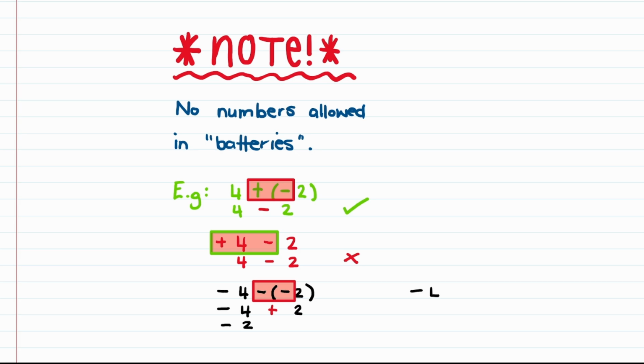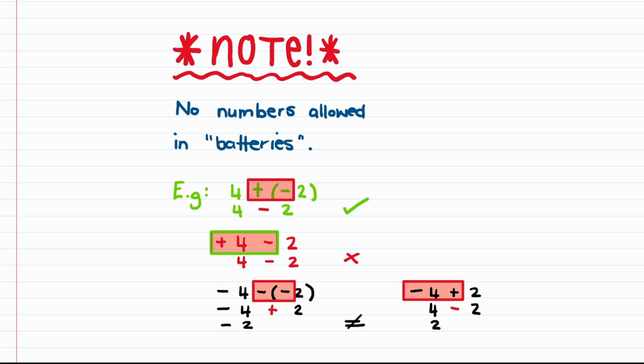But if I were to say negative 4 plus 2 and put a battery around the negative and the 4 and the plus and say, oh, okay, well, I've got a negative times a positive, which gives me a negative, so 4 minus 2, that's going to give me 2, right? But negative 2 is not equal to positive 2.